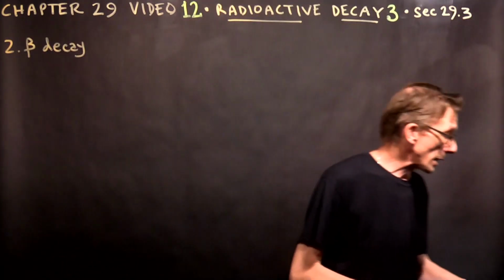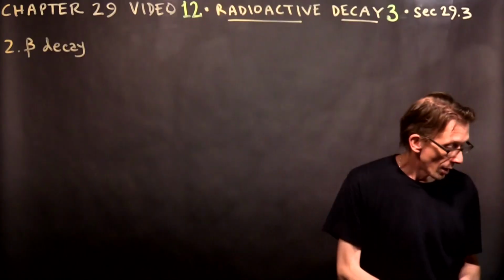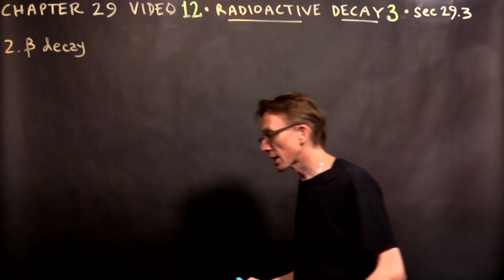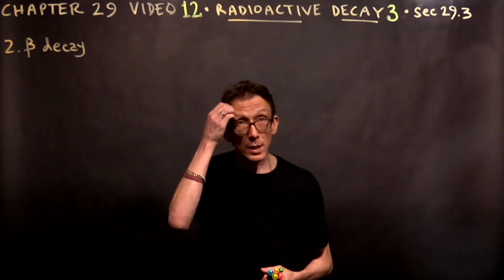Okay, so let's see. Radioactive decay. I'll show up in a second on the screen. Radioactive decay, second kind, is beta decay. We covered alpha decay last time.